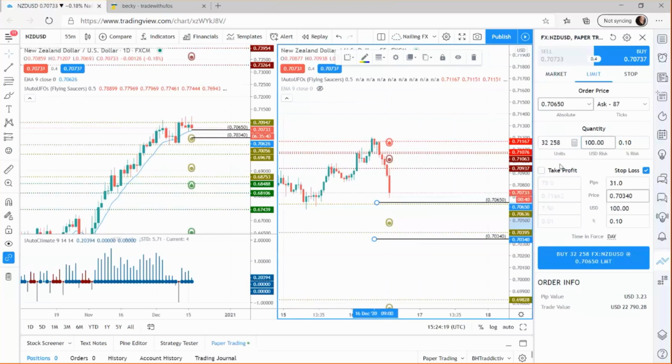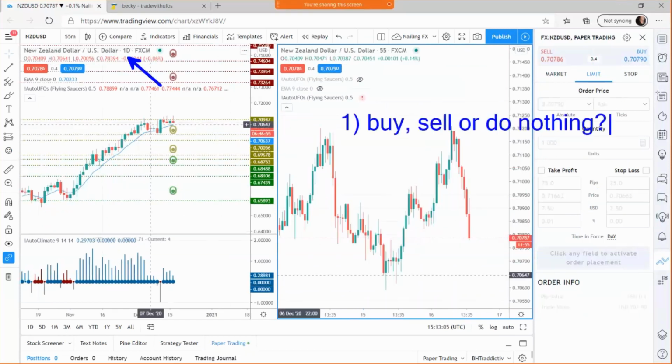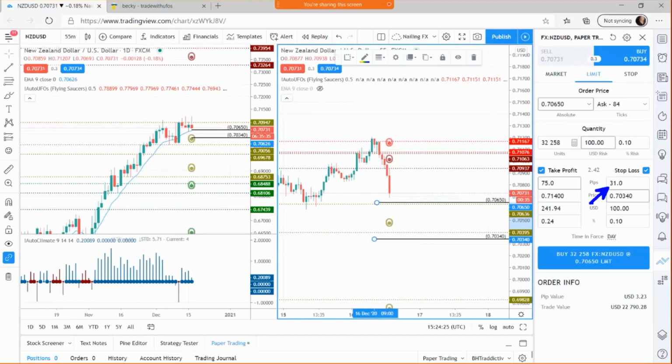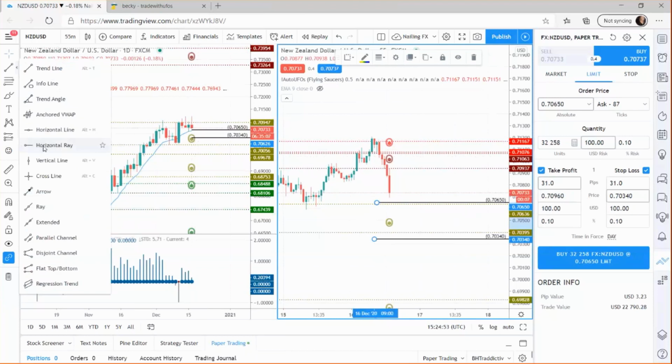Now, what if I want to take a 1 to 1 target? Well, I can just click take profit, and you see here that that says 31. That means between my entry and stop, there are 31 pips. So if I want a 1 to 1 target, then I need the difference between my entry and target to also be 31 pips. Whatever I'm risking is what I'm going to win on this particular example. So I'm just going to type in here 31.0, and it will figure out for me what price that is. So that's 0.7096.